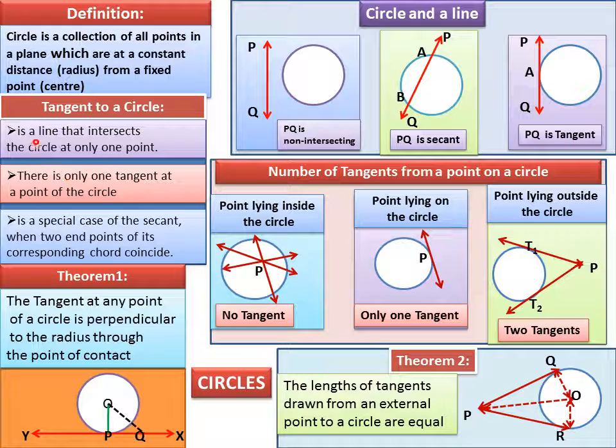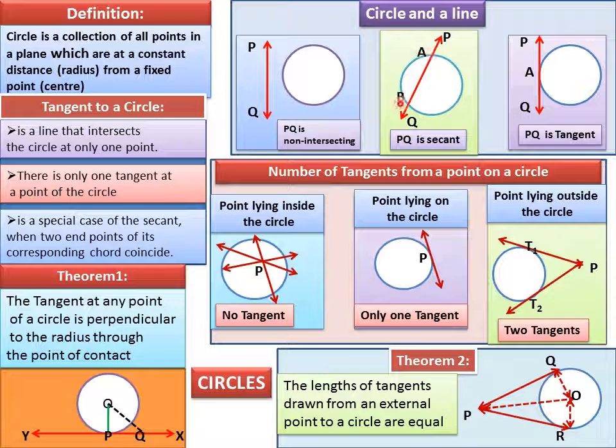That means there is only one tangent at any point on the circle. Here at point A I can have only one tangent, you can't have more than one. At any point that you take on the circle, we can have only one tangent. Whereas a tangent is a special case of a secant when two end points meet, that is, when the two end points of the corresponding chord coincide.